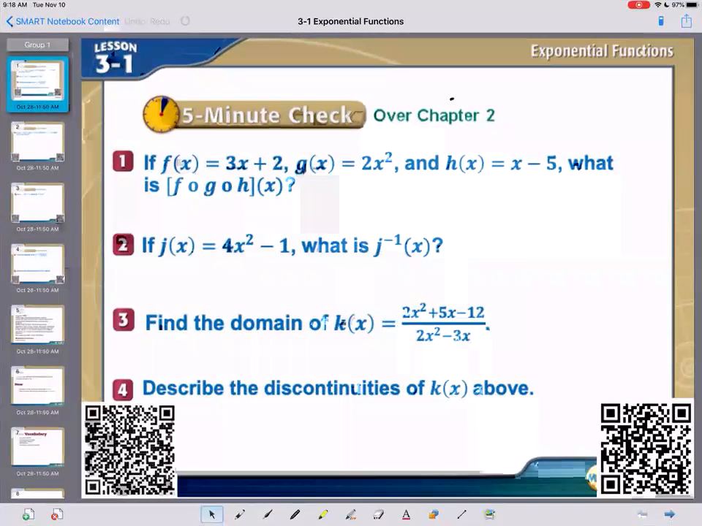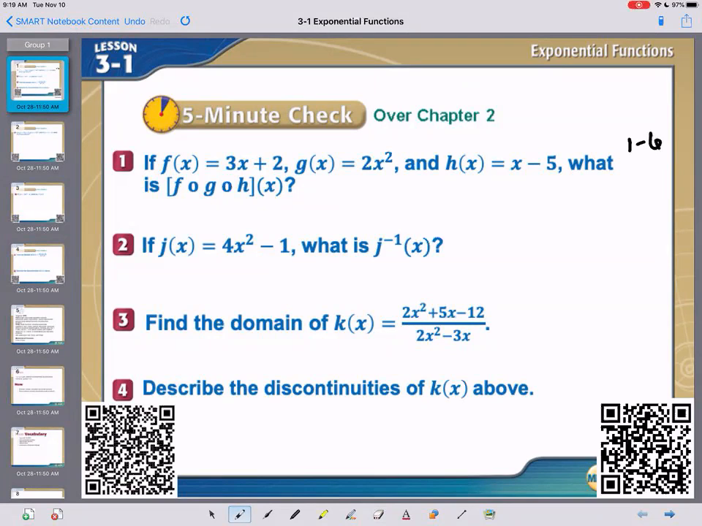Usually in the first lesson of a new chapter, I do some review, and that is the case here. So number 1 comes from lesson 1.6, chapter 1, so it's been a little while. It said, if f of x equals 3x plus 2, g of x is 2x squared, and h of x is x minus 5, what is f of g of h? What was our technique of finding f of g of h? What did we do back in chapter 1?